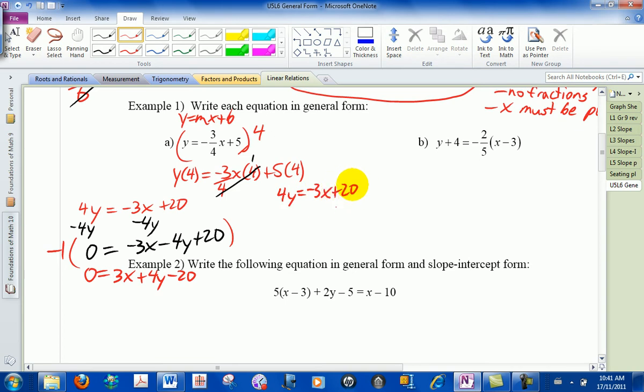Now the other way of doing this is by moving my x to the other side. So I add 3x to both sides. Right away then, I have a positive 3x, a positive 4y, and on the right side I'm left with a 20. Now I move the 20 to the other side, minus 20, minus 20, and I'm left with 3x plus 4y minus 20 equals 0. Exact same thing, isn't it?